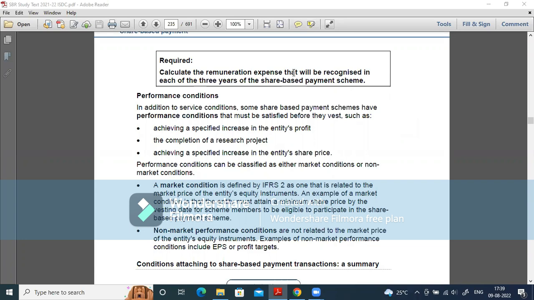Generally, when the company issues share options, it can be a combination of service conditions as well as performance-based conditions. It can be both, or some companies prefer to go with only service conditions, and some companies may go with service conditions as well as performance-based conditions. Now, I believe you understood the difference between market-based performance conditions and non-market-based conditions. Is it clear?